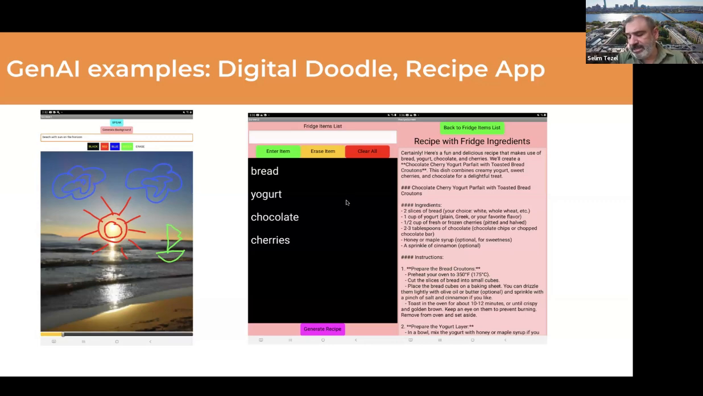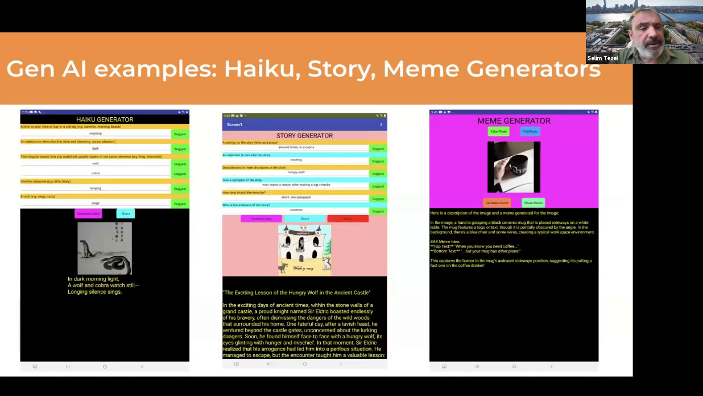Another project is, you enter the ingredients left in your fridge. So let's say you have only a few ingredients left in your fridge. You send it to ChatGPT, and ChatGPT generates you a recipe with exactly those ingredients. So that's another project that could happen.